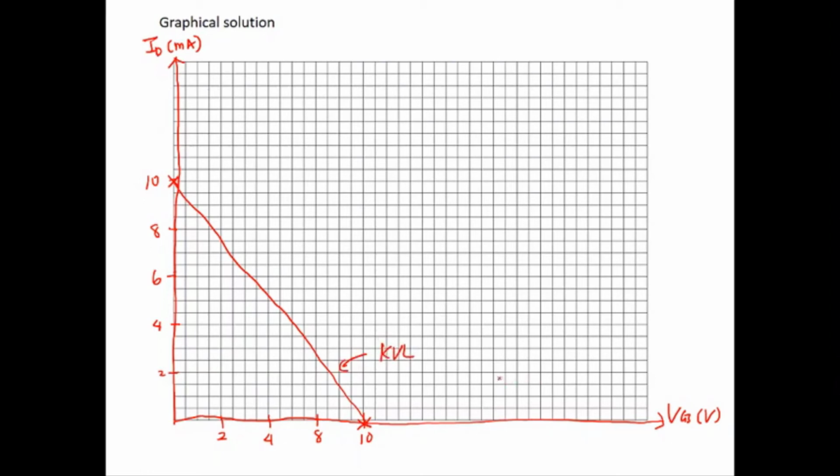So next you do the plotting for the first equation, which is the transfer equation. The threshold voltage is 5. Below 5, the current is 0 because there is no channel formed inside. ID is equal to 0 below 5. Above 5, there will be a current.